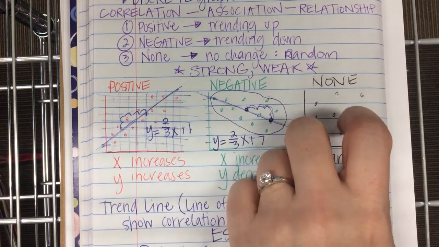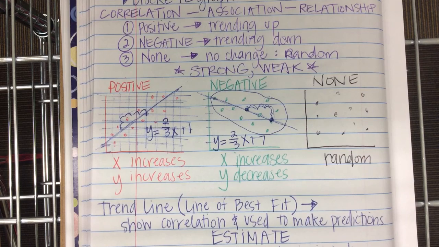A no correlation does not get a trend line. Too random, right?